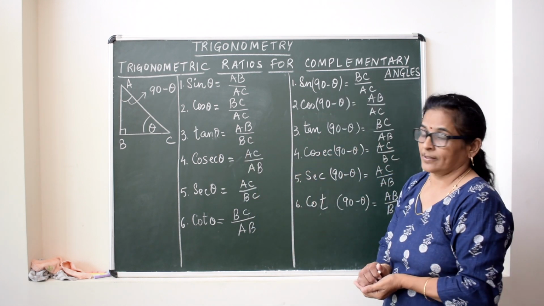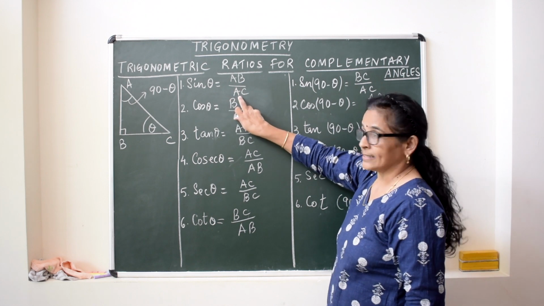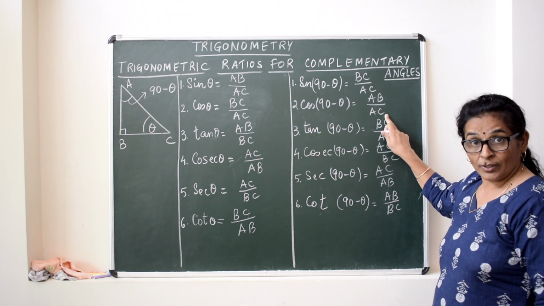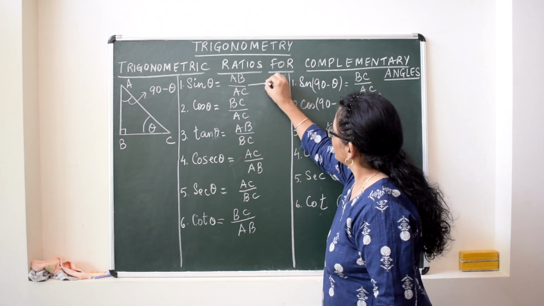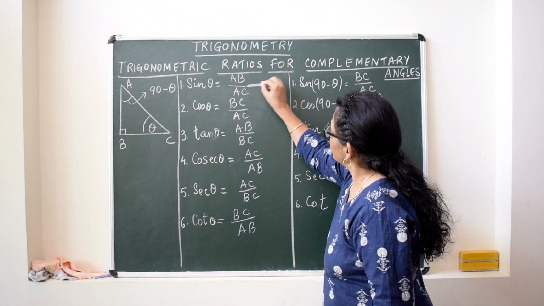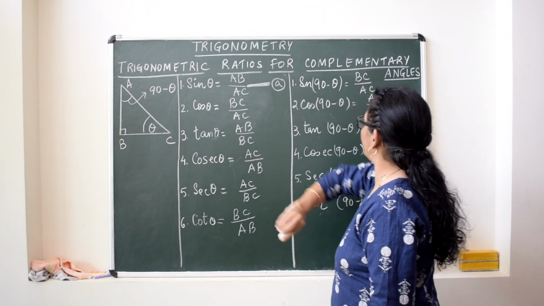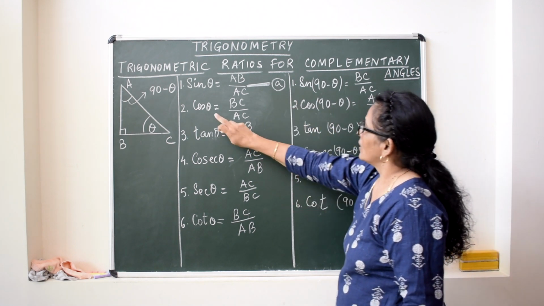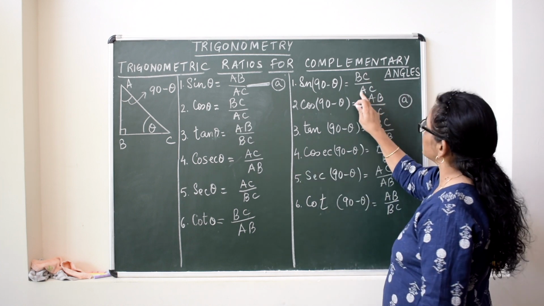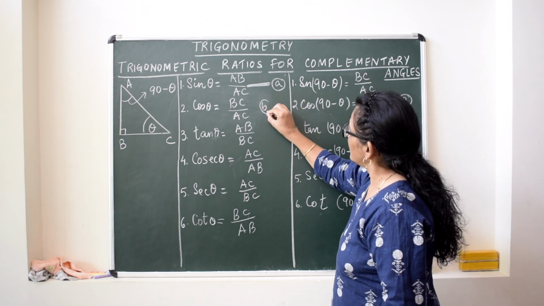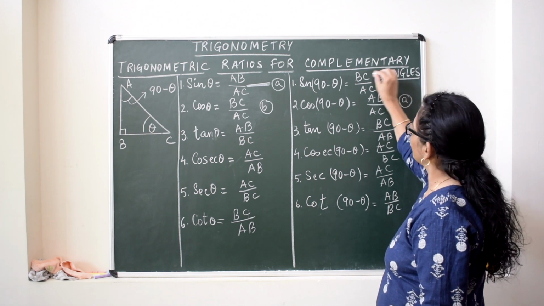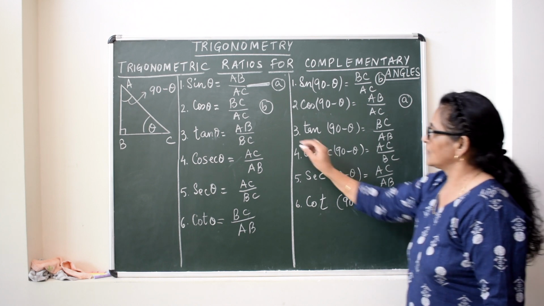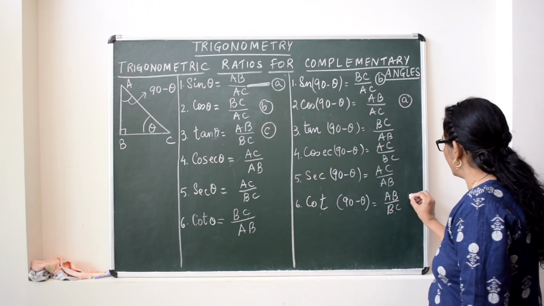Now we will see the relation. Sin theta is AB upon AC. We will see cos 90 minus theta is also AB upon AC. Suppose we give it the name A. So here A is matching with this A. Now cos theta is BC by AC. Here it is BC by AC. So this B is related with this B. Similarly, tan is AB by BC. So AB by BC is here. So this is C, this also is C.